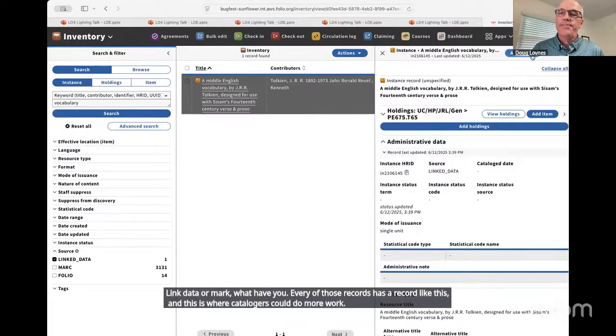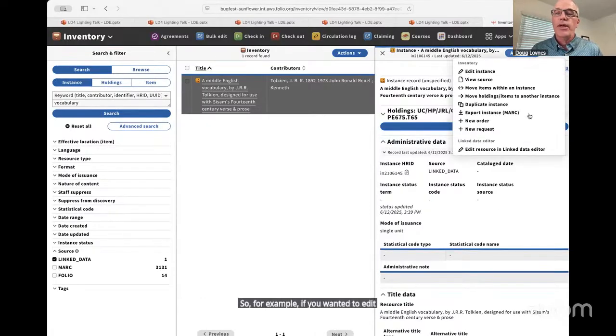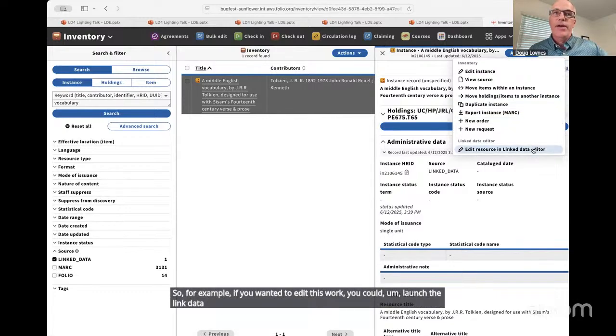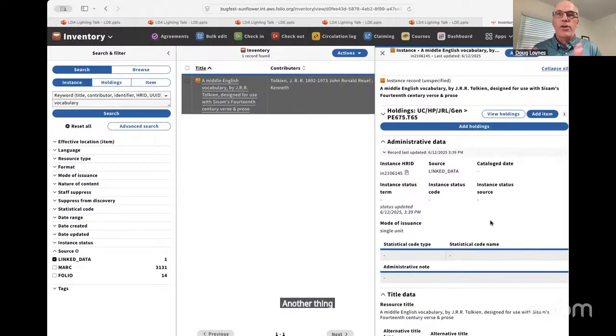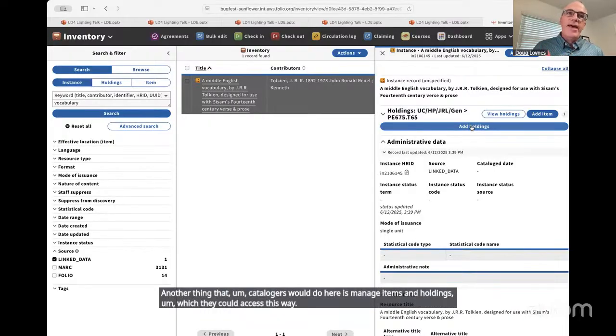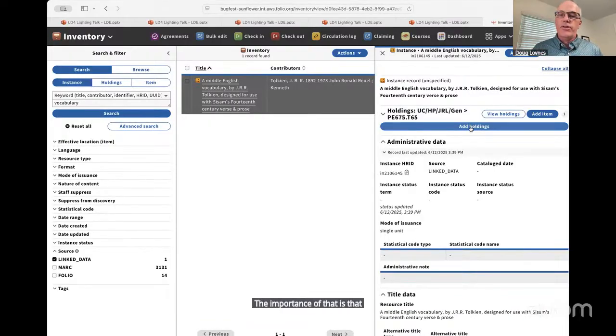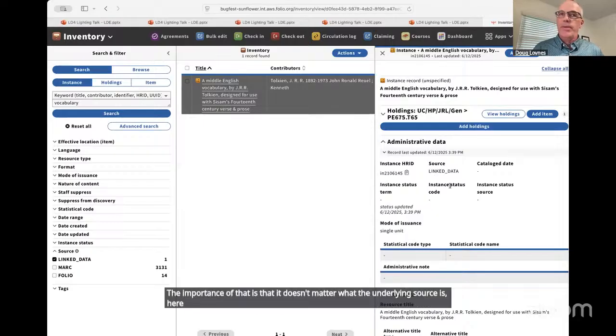So for example, if you wanted to edit this work, you could launch the linked data editor from here, and that would open up the linked data application again to that same record. Another thing that catalogers would do here is manage items and holdings, which they could access this way. The importance of that is that it doesn't matter what the underlying source is. Here it's linked data, it could be MARC.